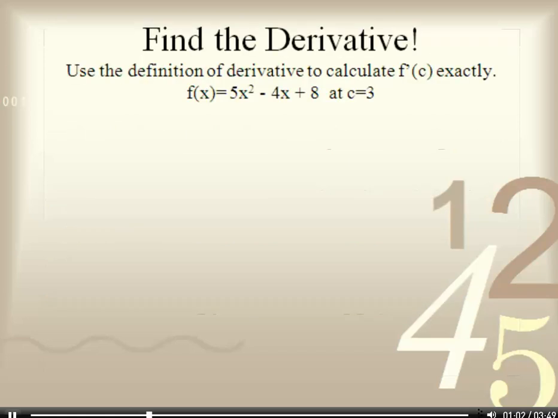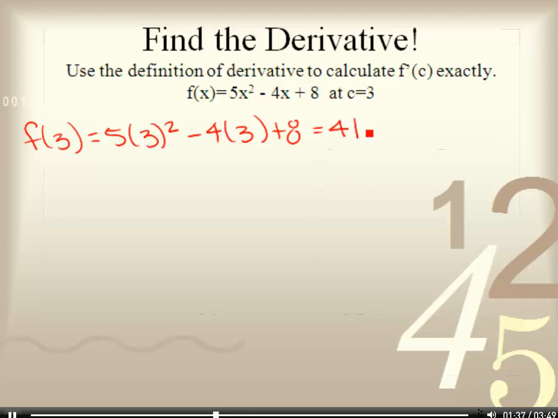We're going to use the derivative formula to find the derivative of f of x equals 5x squared minus 4x plus 8 at the point c equals 3. To do this, we're going to start by evaluating f of 3. So f of 3 will equal 5 times 3 squared minus 4 times 3 plus 8, or 41.